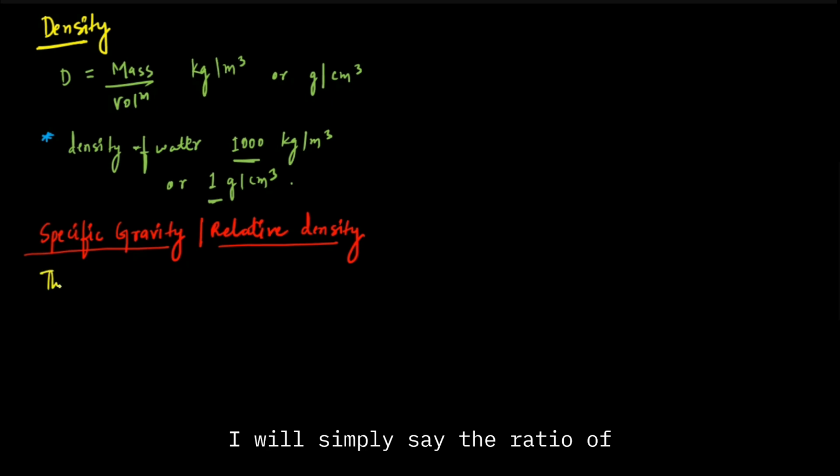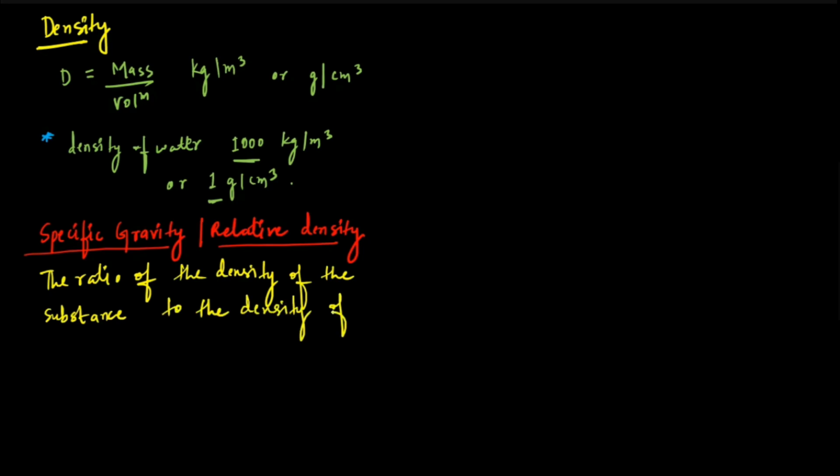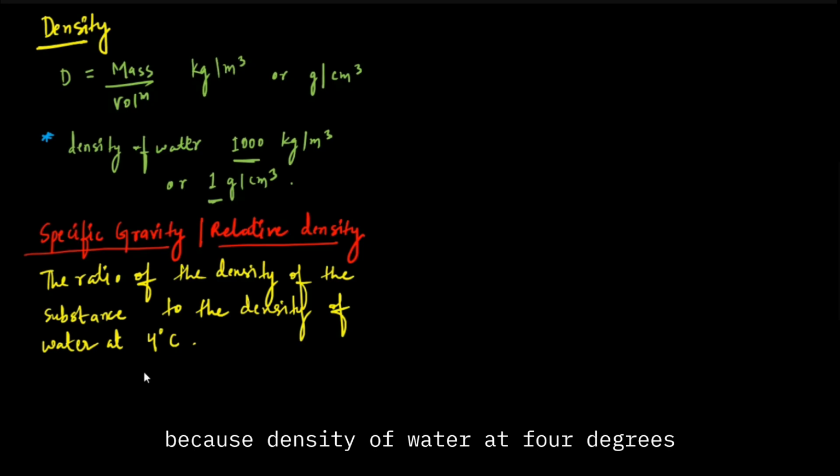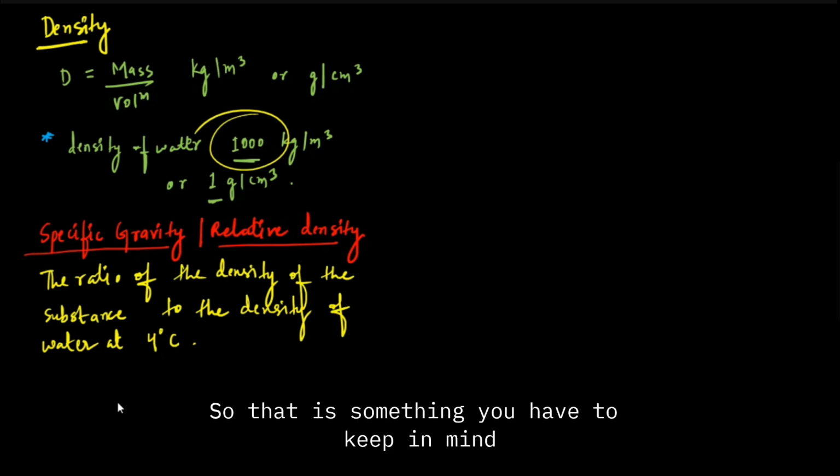So we'll simply say the ratio of the density of the substance to the density of water at 4 degrees Celsius. Now this temperature is very important. We take density of water at 4 degrees Celsius because density of water at 4 degrees Celsius is the maximum density. And that maximum density is 1000 kilogram per meter cube. So that is something you have to keep in mind.